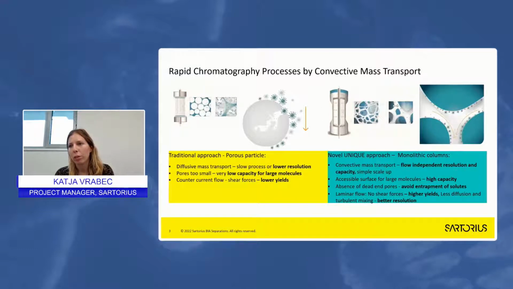So why are monoliths ideally suited for purification of large molecules such as extracellular vesicles? Compared to porous particle media that have diffusive mass transport, the mass transport in monoliths is convective. This means that the resolution and capacity are flow independent, meaning that the scale up is really simple. Also, small porous particle media have pores. Pores are usually small, which limits the capacity for large molecules.